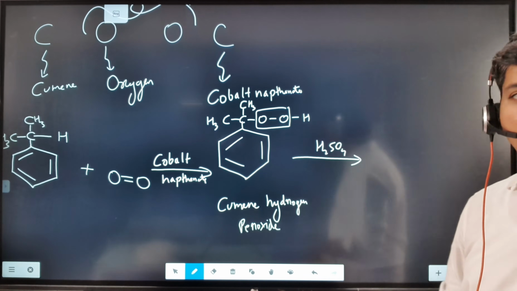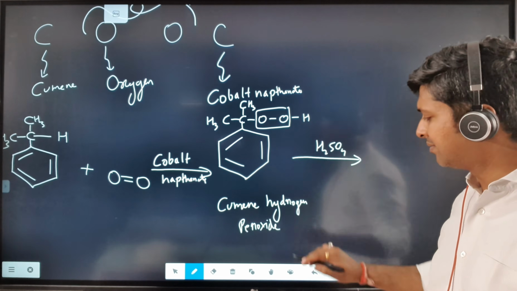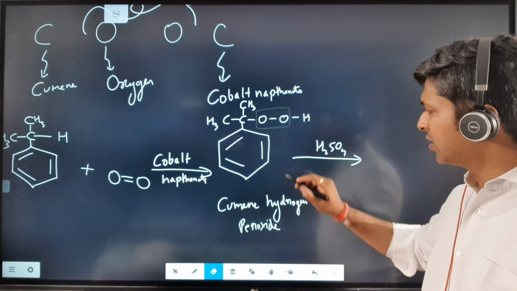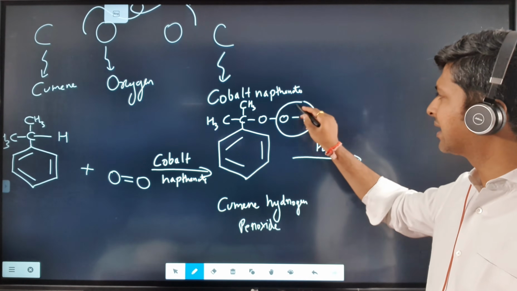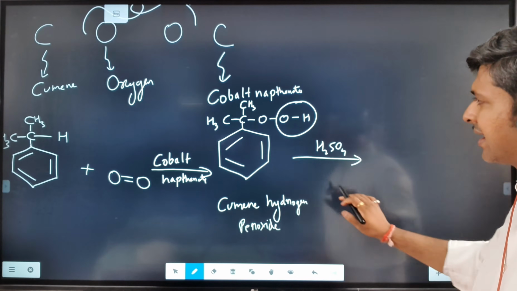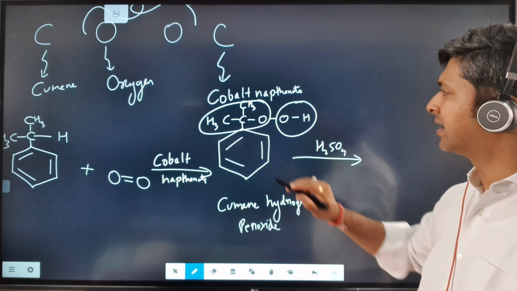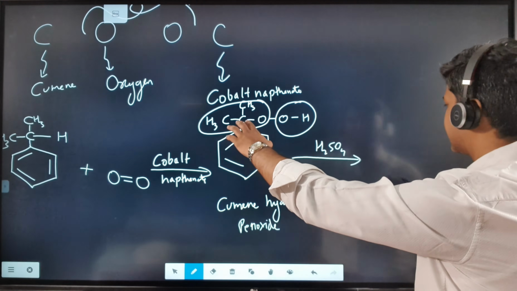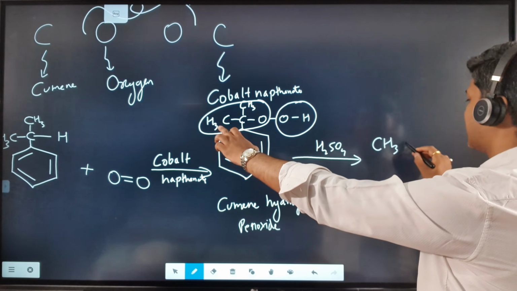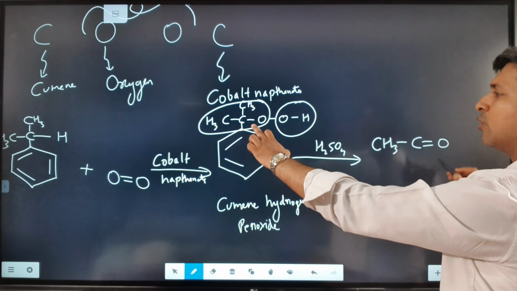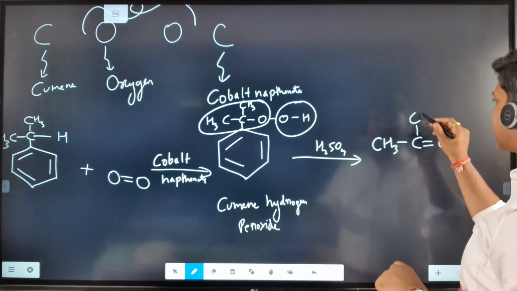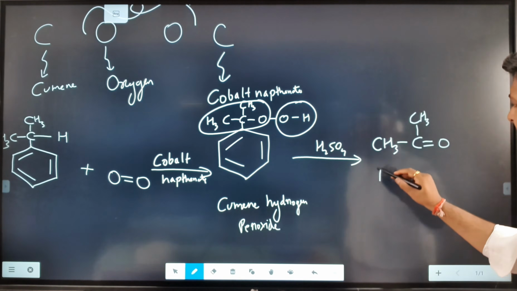Adding H2SO4, what will happen? Pay attention here: this OH will get attached to the benzene ring, to the phenyl ring, and this part will get eliminated. What is this? This is CH3C, below CH3, copy paste CH3C, single bond O will become double bond O, and the upper CH3 will remain as it is. So this becomes acetone.